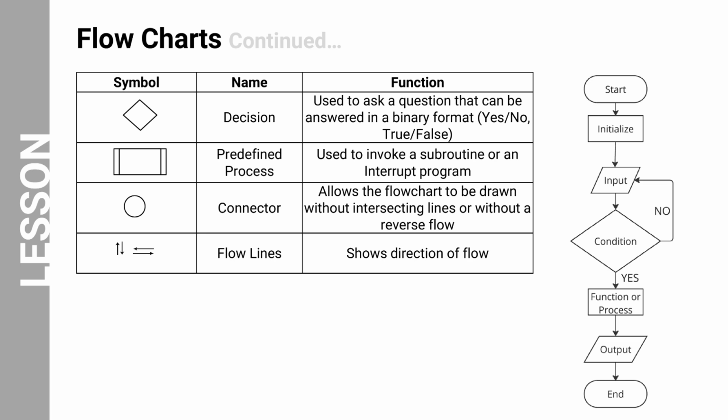The connector symbol serves a practical purpose in flowchart drawing. It helps maintain clarity by avoiding line intersections and reverse flows. It's particularly useful when connecting parts of a flowchart that would otherwise be difficult to link directly. Flow lines, typically arrows, are fundamental elements that show the direction of program execution, indicating the sequence in which operations are performed. All these symbols form the flowchart elements needed to visually represent any program's logic and flow.